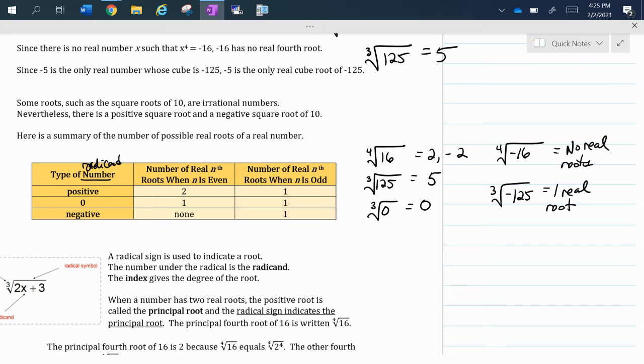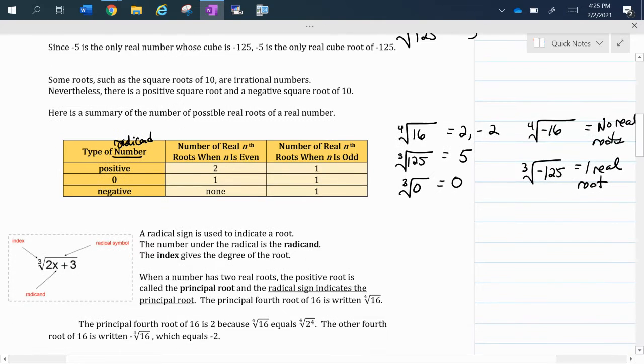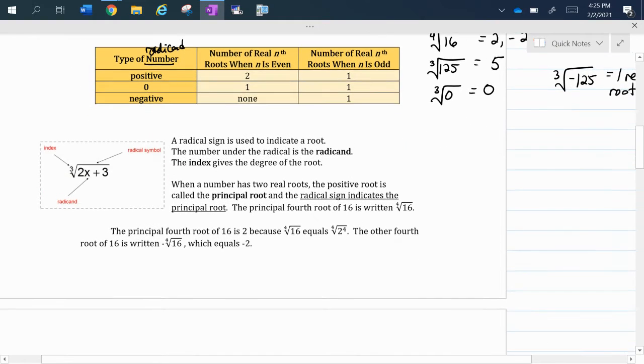So we remember, if the index is even, 2 real roots, only if the radicand is positive. If the radicand's negative, then no real roots. Or if the index is odd, there will always be 1 real root, no matter if the radicand is positive or negative. So here's some terminology.